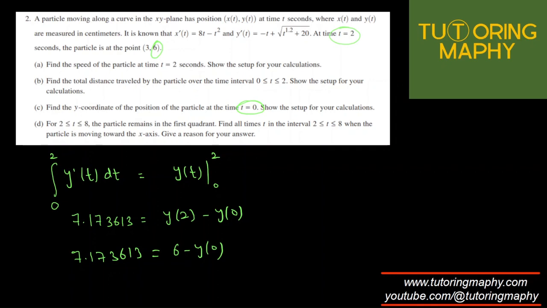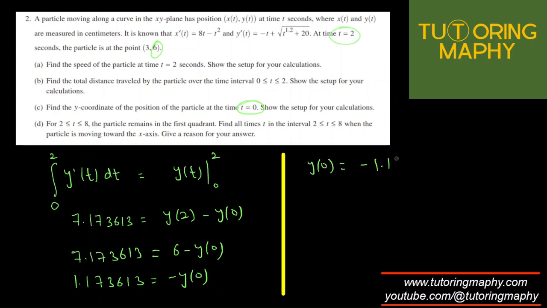It's going to look like 1.173613. That is the value of minus y of 0, which means that y of 0, as in the starting position, is minus of that thing, just by flipping the omelet kind of. So y0 is minus 1.174 centimeters. That is the position at t equals 0. This was part C. I hope this makes sense.